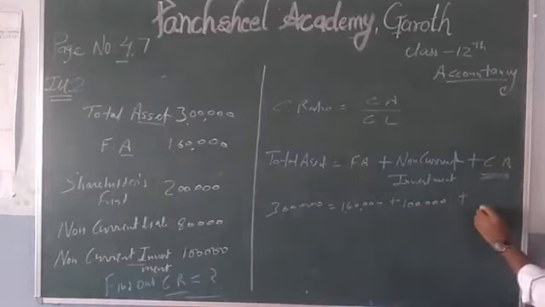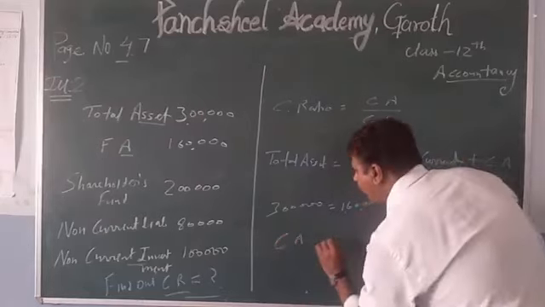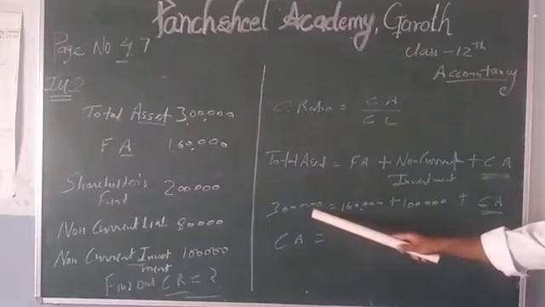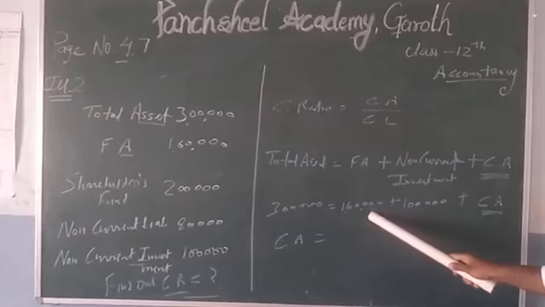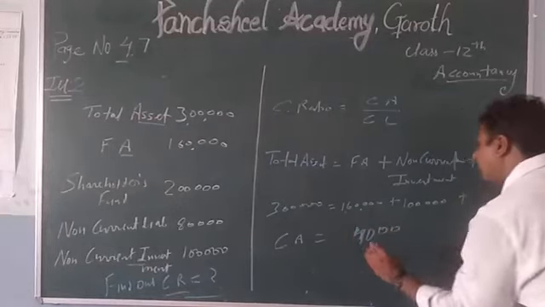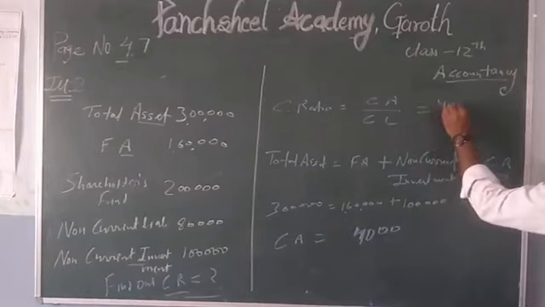And current asset is not given. So I am just writing current asset. By solving this, I am able to find current asset is equal to how much? 3 lakh minus 1,60,000. How much? 1,40,000 minus 1 lakh is 40,000. So I got current asset 40,000.